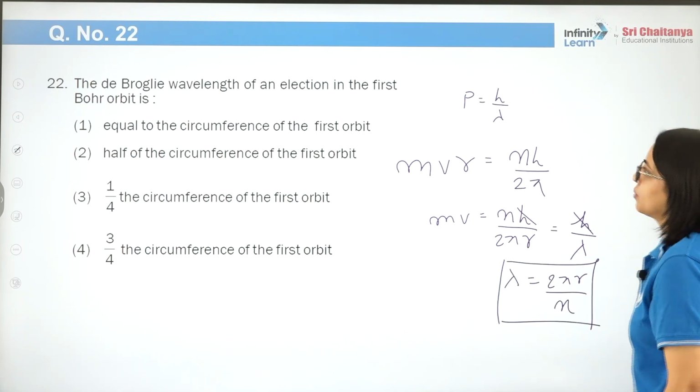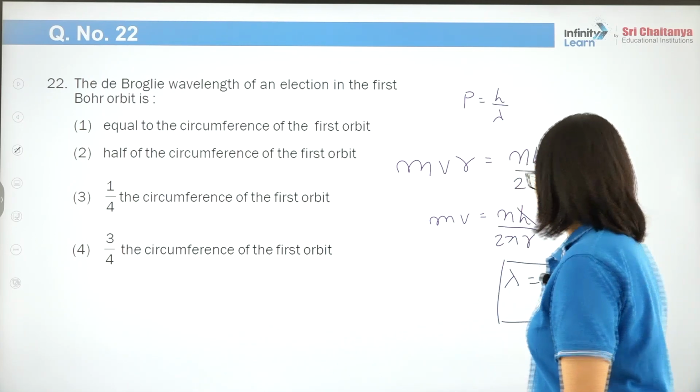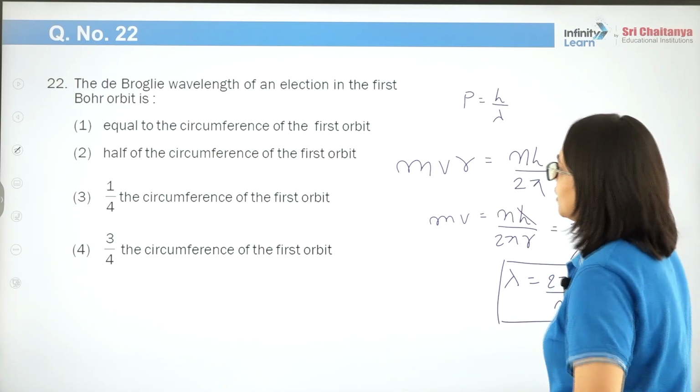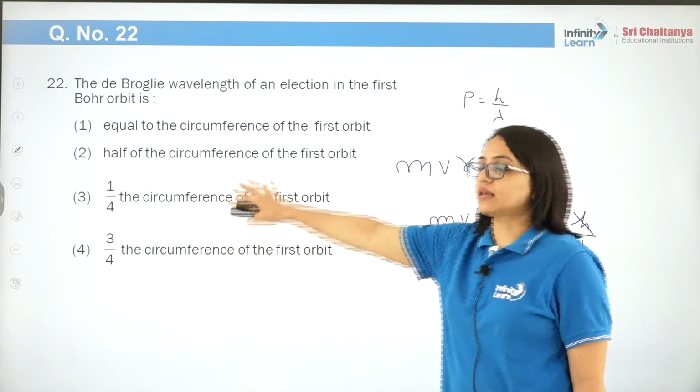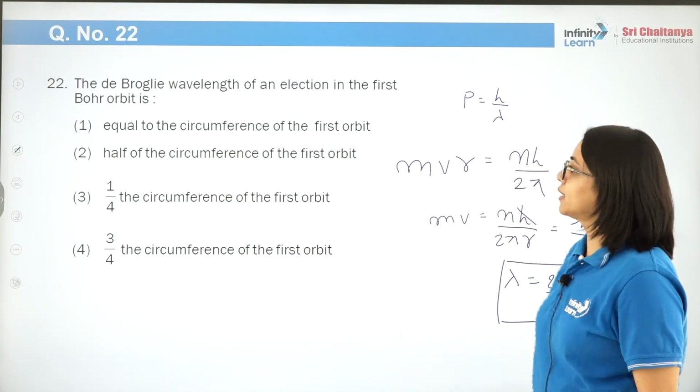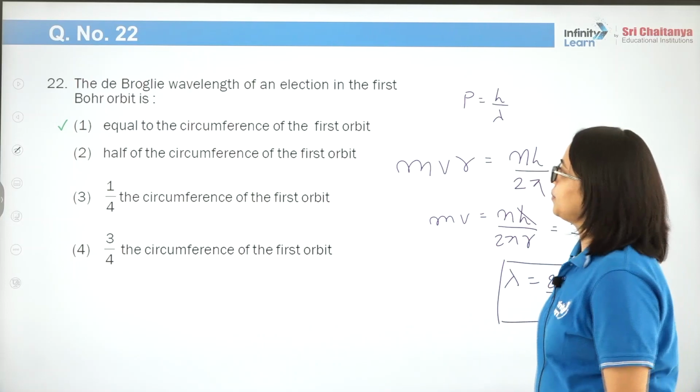For the first orbit, n should be 1, right? So lambda is equal to 2 pi r, where 2 pi r is nothing but what? Circumference of the first orbit, right? So the correct answer is option 1.